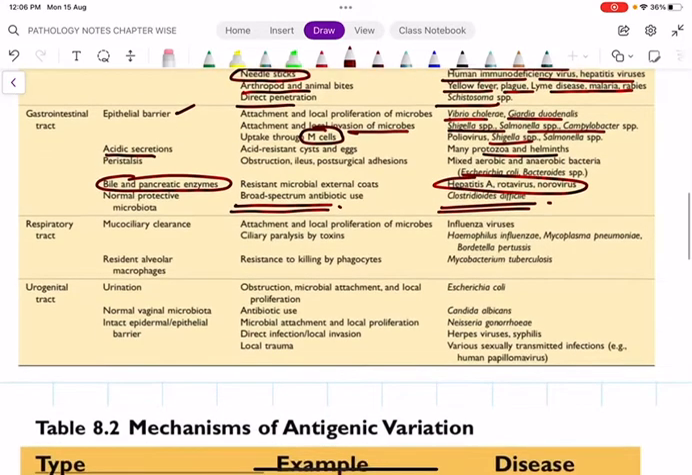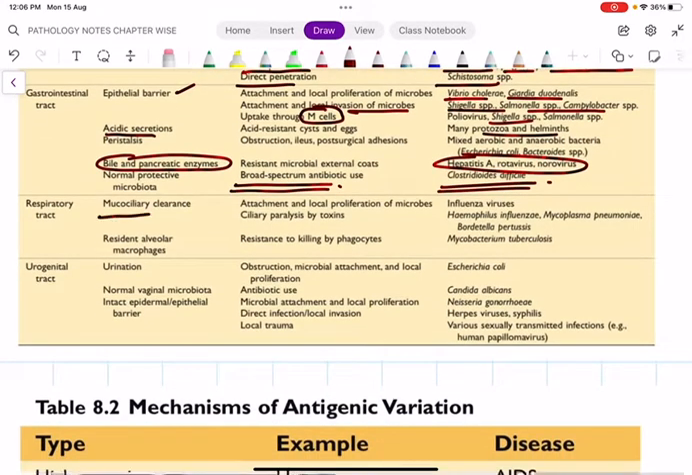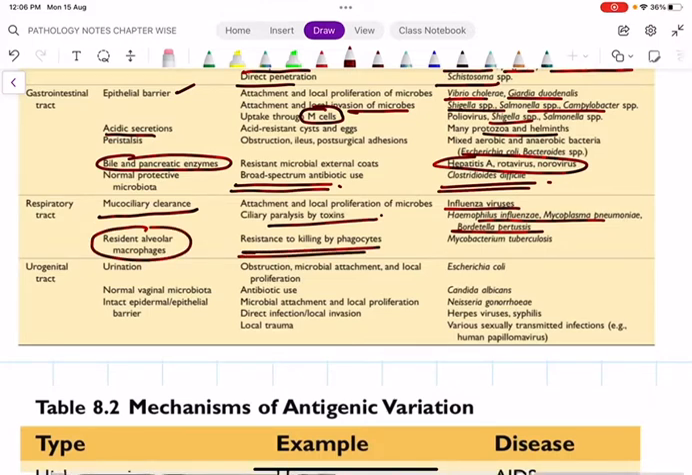Then in the respiratory tract, mucociliary clearance by ciliary paralysis: influenza, Haemophilus influenzae, Mycoplasma, Bordetella. Resident alveolar macrophages: Mycobacterium tuberculosis, which is the culprit for causing TB. India is called the TB capital. Mycobacterium tuberculosis is such a virulent bacteria that it is resistant to the attack of phagocytes.